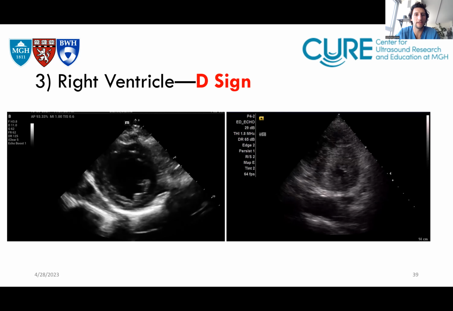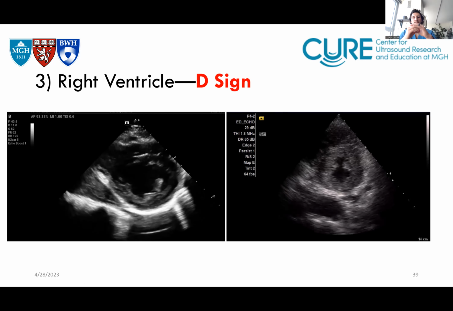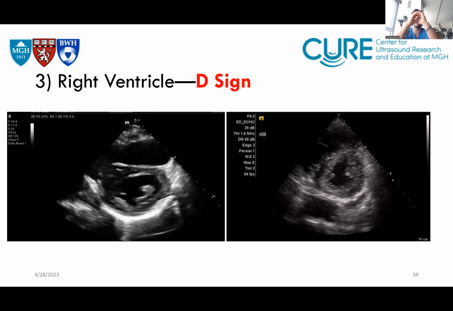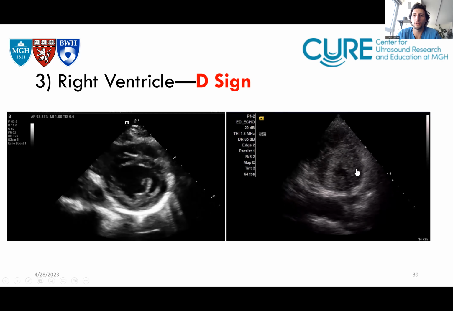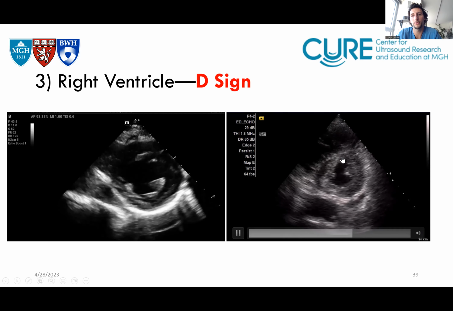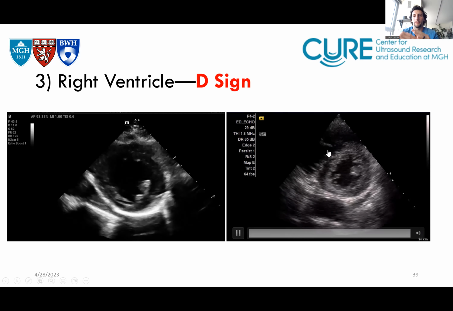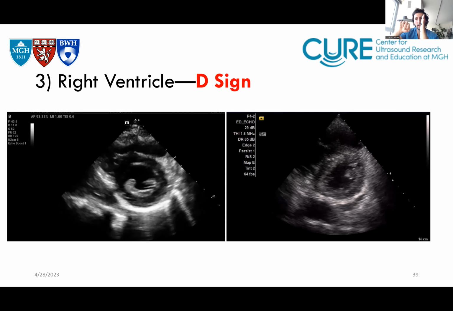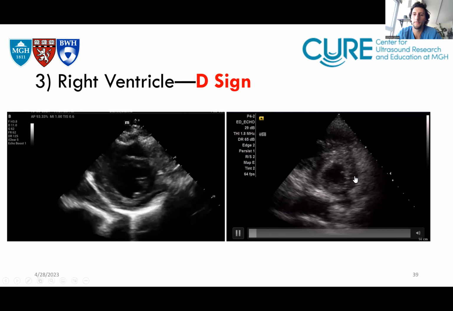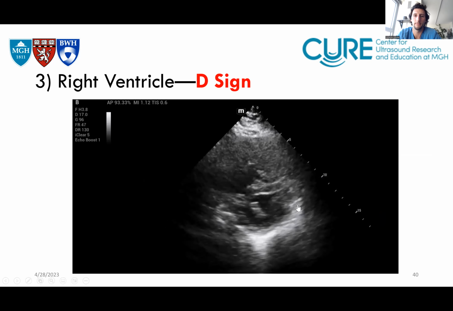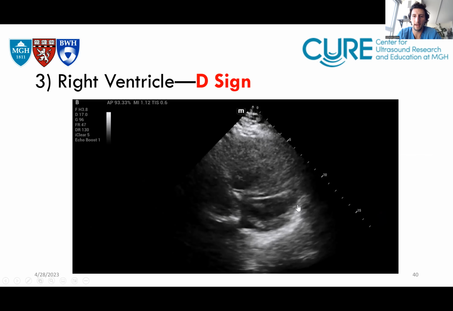Another sign of RV strain is when, instead of having a nice concentric, circle-shaped left ventricle, there's so much pressure on the right side of the heart that it's pushing on the left ventricle. The septum is flattening it, and so it actually looks more like a D rather than an O. That's what you're seeing on the right side of the screen. This is a pretty profound D sign here.